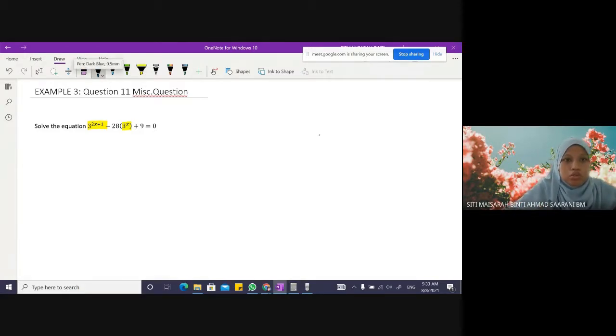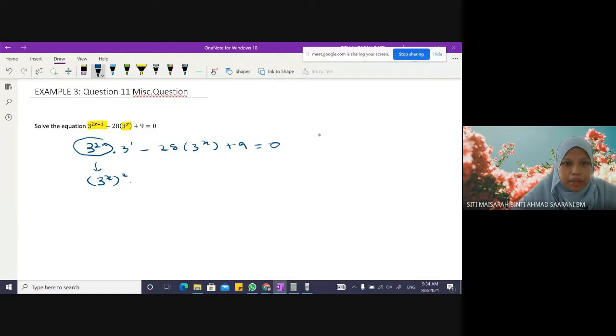To use this substitution, since here we have 3 power 2x and here 3 power x, you need to think which one can be changed. Can it be changed to 3 power x or 3 power 2x? We can change this one to 3 power x. We can open it as 3 power of 2x multiply 3 power of 1, multiplied because here it is addition. Minus 28 multiply 3 power x plus 9 equals to 0. So this one we can change to 3 power x squared multiply by 3 minus 28 times 3 power x plus 9 equals to 0.